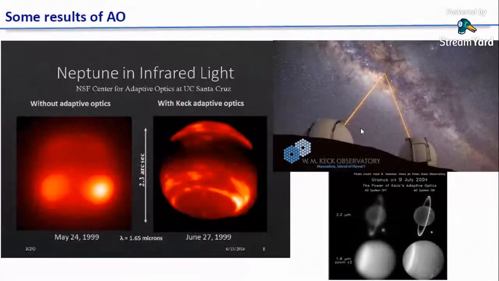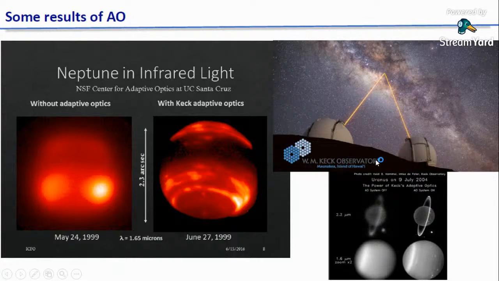Yeah, so here are some results of adaptive optics. This is Neptune in the infrared, captured at the Keck Observatory. Without adaptive optics, it looks too blurry. But when adaptive optics is applied to it, we can get a much more resolved image of Neptune.